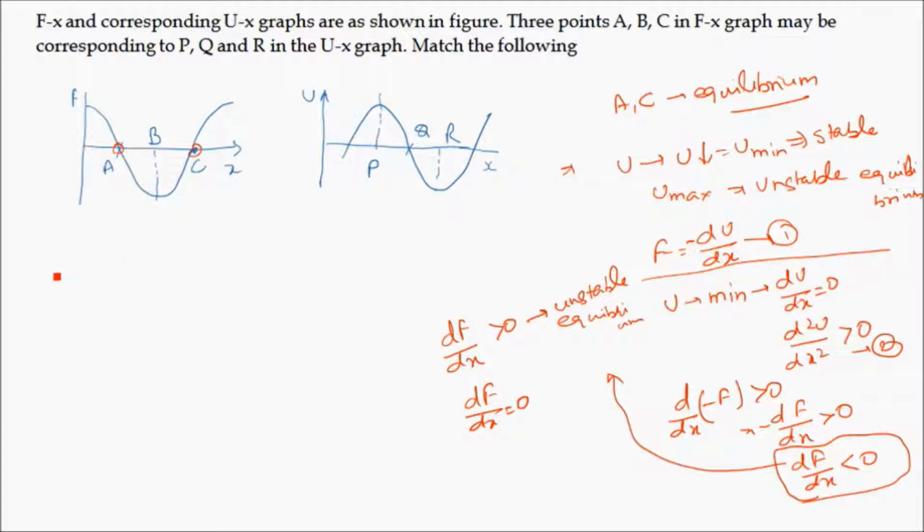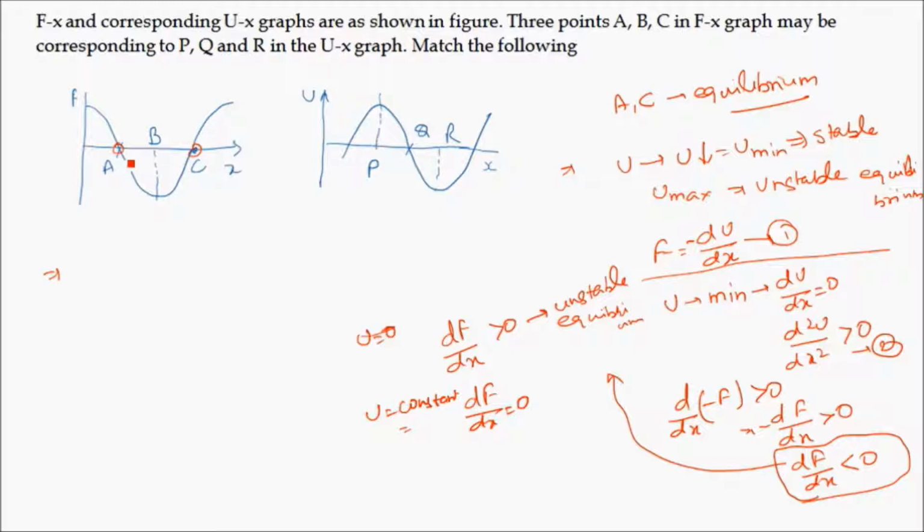Again, for the neutral equilibrium, potential will be constant. Potential will be constant in case of neutral equilibrium, and df by dx will be equal to 0. So we will now try to plot this thing.